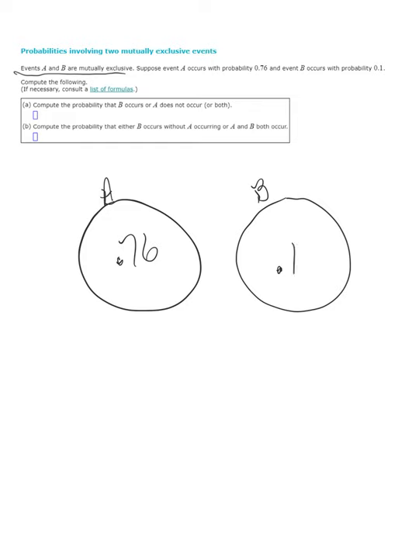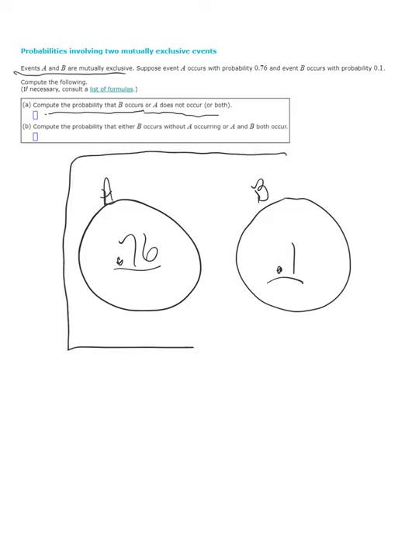Let's answer these questions. Compute the probability that B occurs or A does not occur. Okay, so let's think. Now notice this and this don't add up to 1 because they're in an event space here. So some things may not be in A or B. So there's an event space here that I just drew that has a probability of 1.